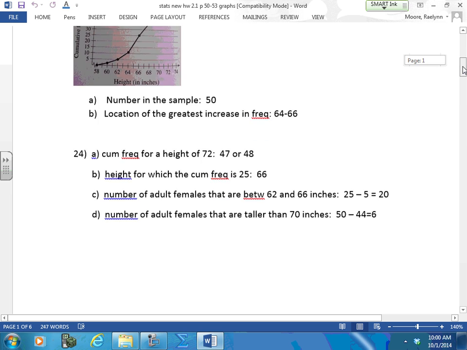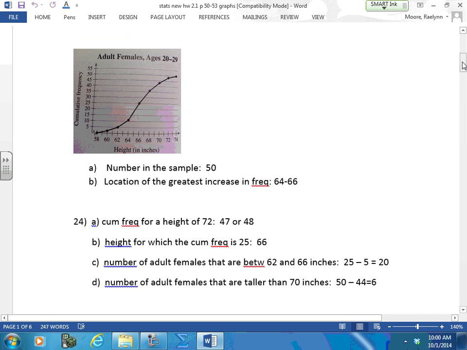That's why a lot of times on the bars you put your frequency on the top of your bars. The number of adult females that are taller than 70 inches, here's your 70. You want how it grew from here to here. That's the number that are taller. So 50 minus 44. So somewhere in there, about 6 of them. 45, 44, 43, you're close enough.